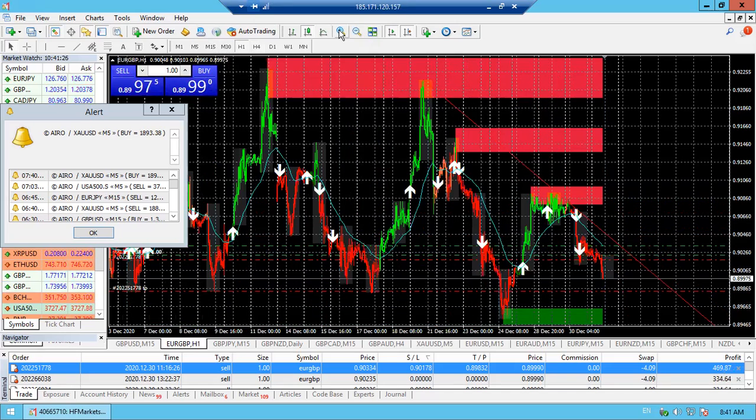So you have to take this very seriously. Draw your support and resistance on every single time frame. On the daily, mark out daily support and daily resistance. If you go down to 4 hours, you mark out 4 hours support and 4 hours resistance. Then you go down to 1 hour and mark out 1 hour support and 1 hour resistance.